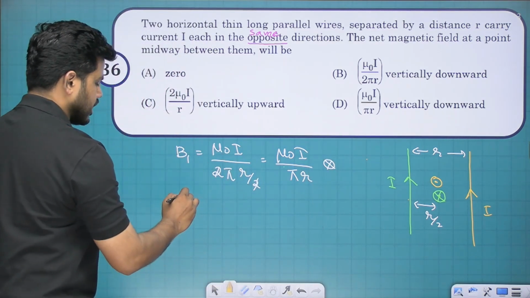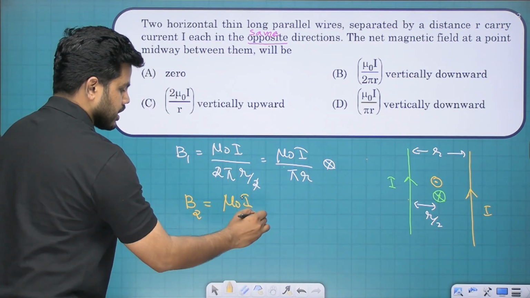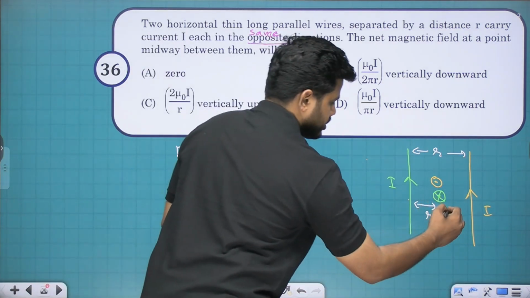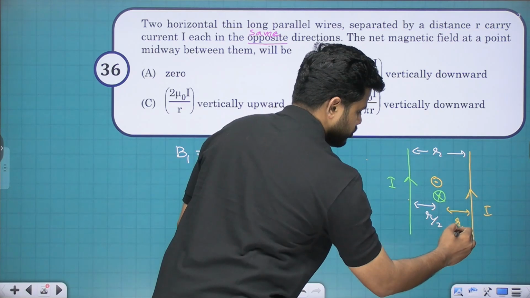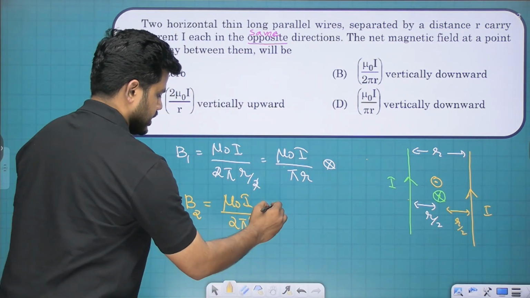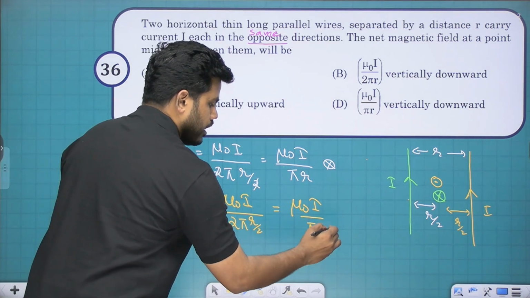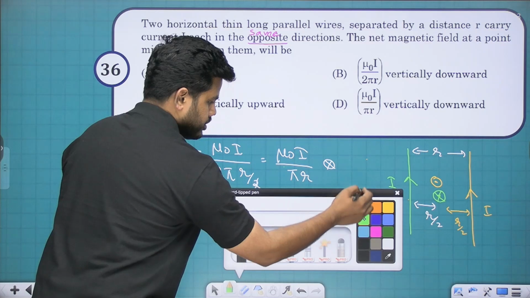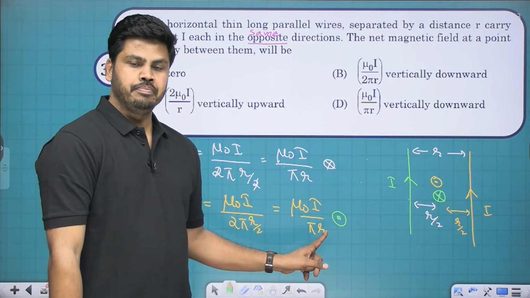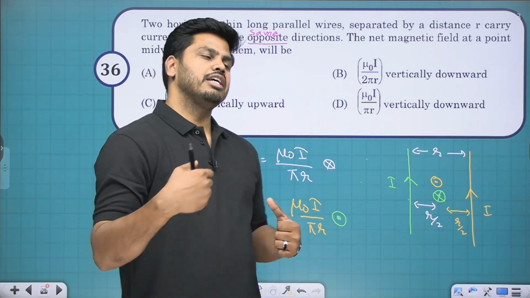Let us find out magnitude of B2. B2 is going to be mu naught into same current and same distance also, right? 2 pi r by 2, because this distance also will be what? Half of the total distance. We are going for the midpoint. Good. So we get the same magnitude mu naught I divided by pi r, right? First one was a cross, the second one is a dot. So what do you think about the total field? Two equal magnetic fields acting in the opposite direction.